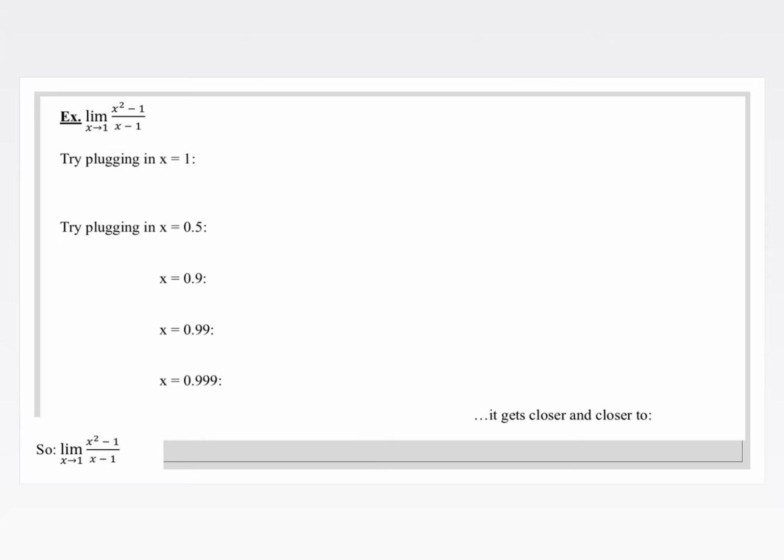So in order to evaluate a limit, we're going to use this method first to come to our conclusion. Here we have the limit as x approaches 1 of x squared minus 1 over x minus 1. Now if we just try plugging in 1 for x, this is the same thing as 1 squared minus 1 over 1 minus 1. But here we get 0 divided by 0. Now we don't want to divide by 0, that's indeterminate. So let's try plugging in values that get closer and closer to 1.